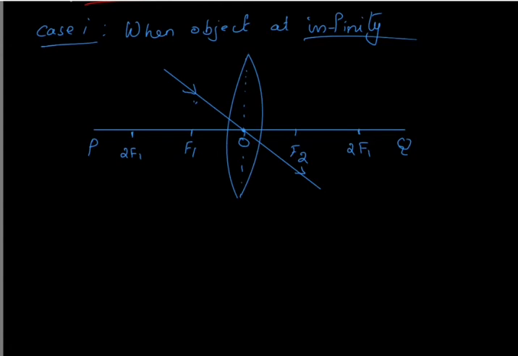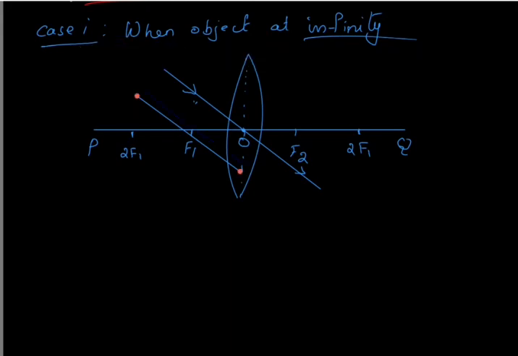So you got the first ray. Now for the second ray, I am going to consider the ray which is passing through the focus, and which is parallel to the first ray, because we need parallel rays for the infinite case. So here I will draw a ray which is passing through the focus and which is parallel to the first ray which we considered.